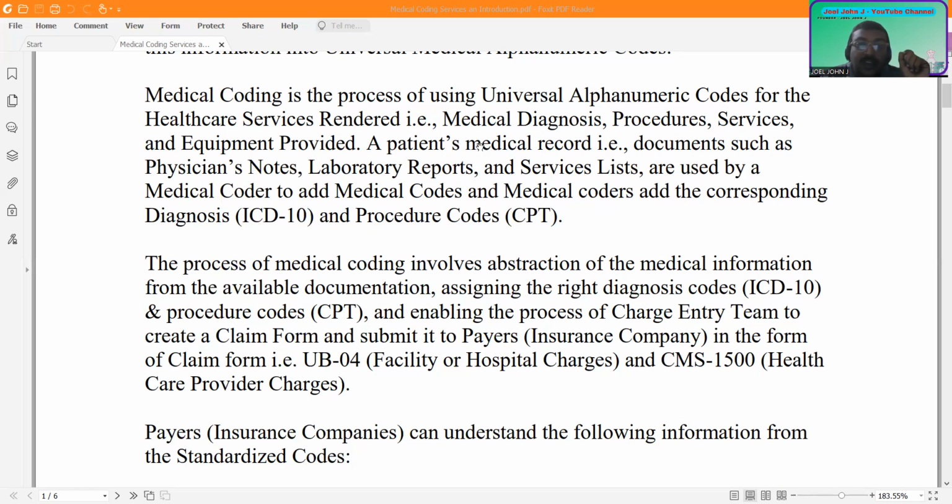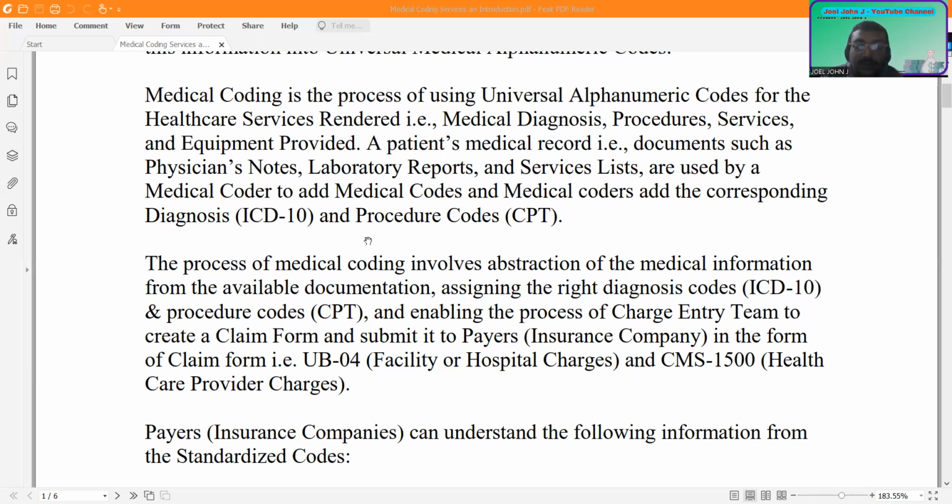So medical coding is the process of using universal alphanumeric codes for healthcare services rendered, that is, medical diagnosis, procedures, services, and equipment provided. A patient's medical record, that is, documents such as physician notes, laboratory reports, and service lists, are used by medical coders to add medical codes, and medical coders add the corresponding diagnostic code. The diagnostic code is ICD.